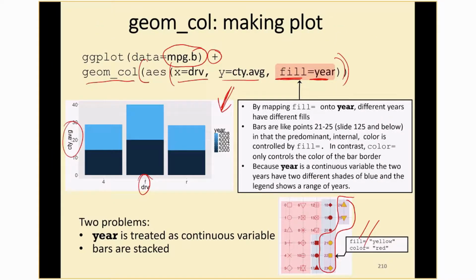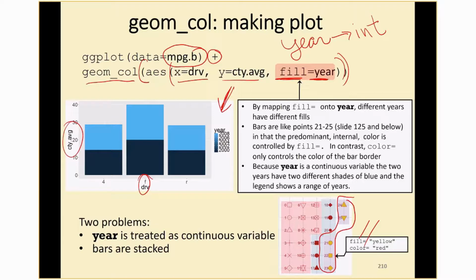So what's happening here? What's happening here is that year is one of these guys. It's an INT. It's an integer. R thinks that year is a continuous variable. Now, we think it's a discrete variable because we've only got two levels. But it doesn't matter what we think. What matters is what R thinks. And R thinks it's a continuous variable.